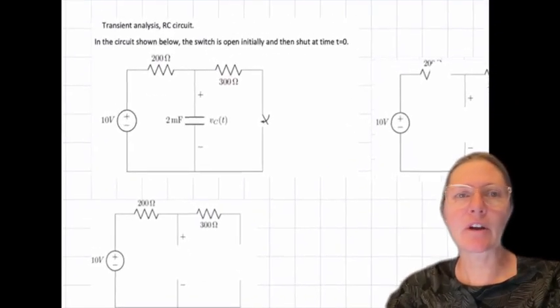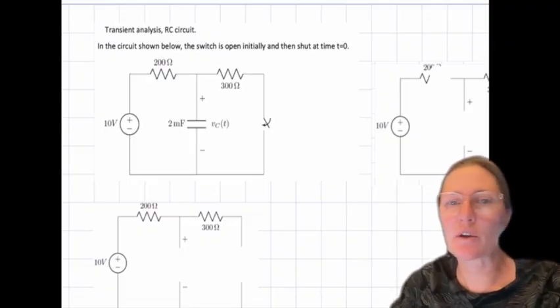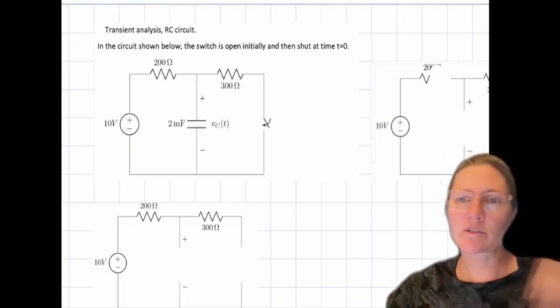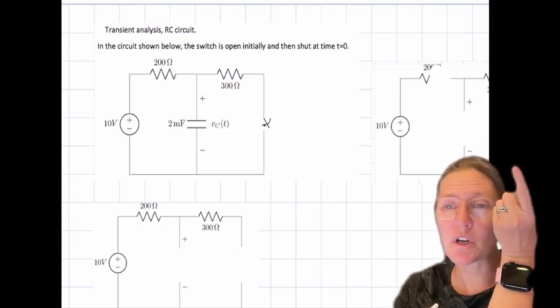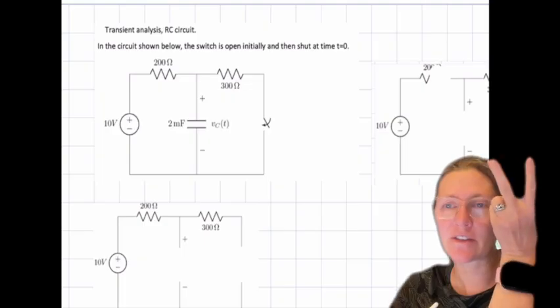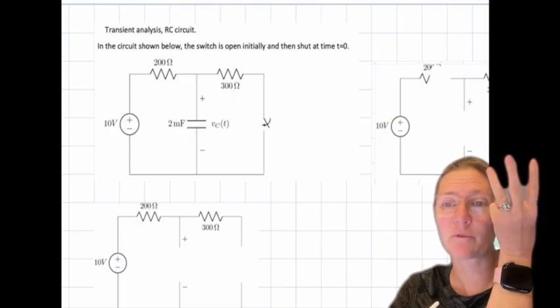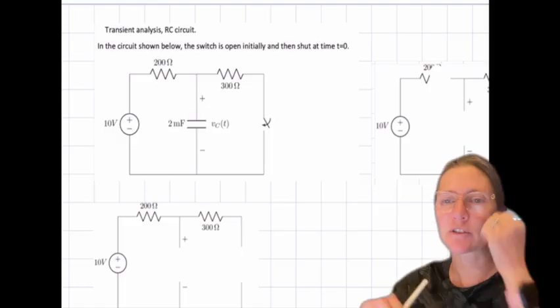So here is our RC circuit. We have a switch and it's shut at time equals 0. Remember, we're going to have 4 different circuits: the time before the switch changes, at the switch change, at a long time in the final future, so the final circuit, and then we're going to find tau at the final time.